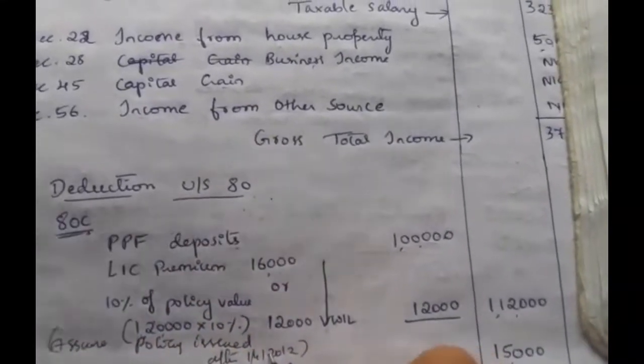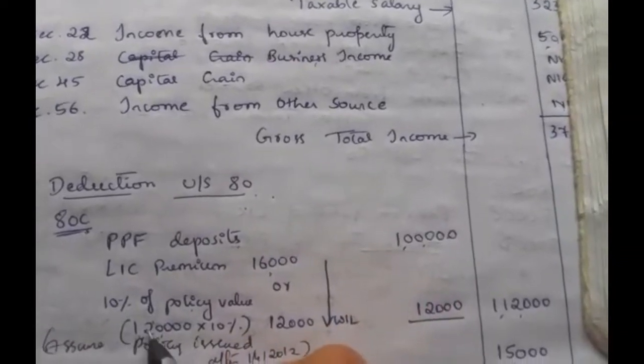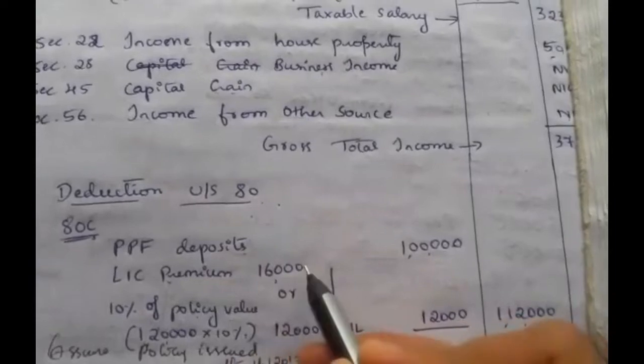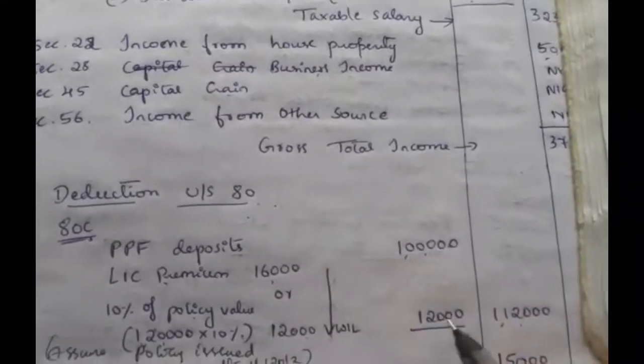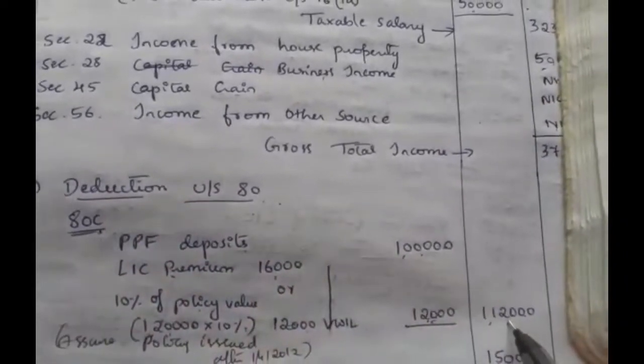Assuming the policy was issued after 1/4/2012, we have to take 10% of the policy value. So the policy value is 1,20,000 into 10%, that is 12,000, and the LIC premium is 16,000. Whichever is less is 12,000. So the total 80C deduction is 1,12,000.